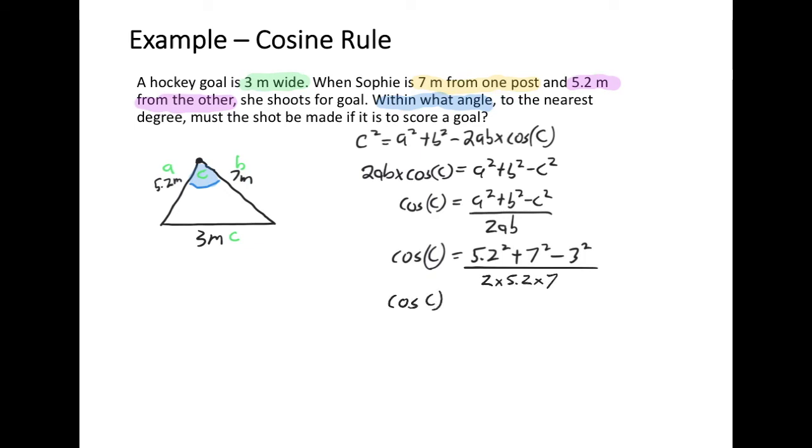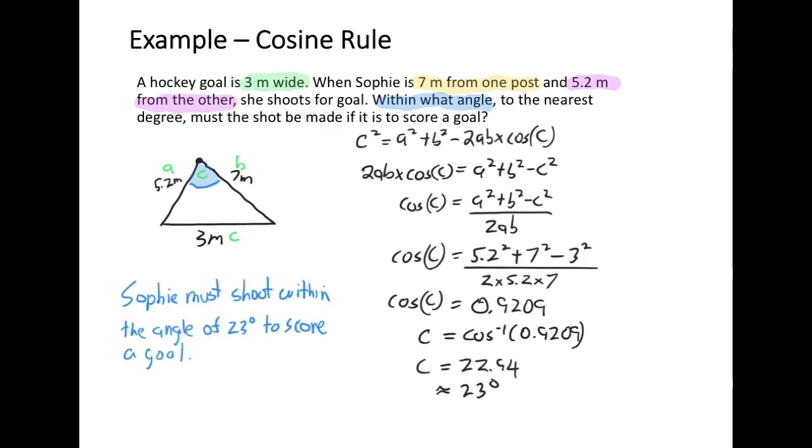So cos of angle C is going to equal 0.9209. I can use the inverse of cos to work out what my C value is going to be. So C is going to be the inverse of cos 0.9209. My C value is going to be 22.94, which rounds to 23 degrees. So Sophie must shoot within the angle of 23 degrees to score a goal. So that is an example of how we can use the cosine rule to help us in calculating the answer to a word problem.